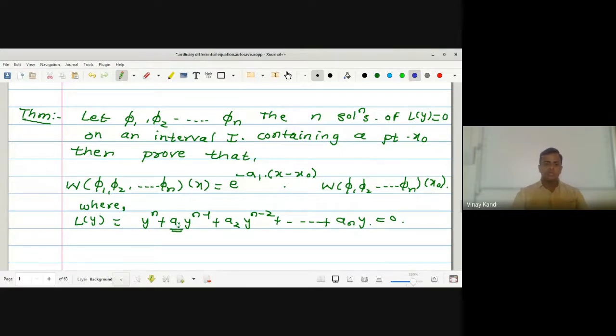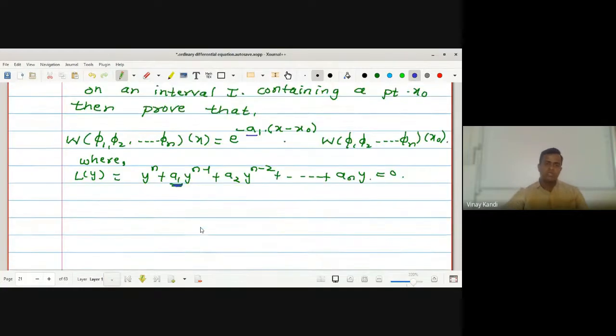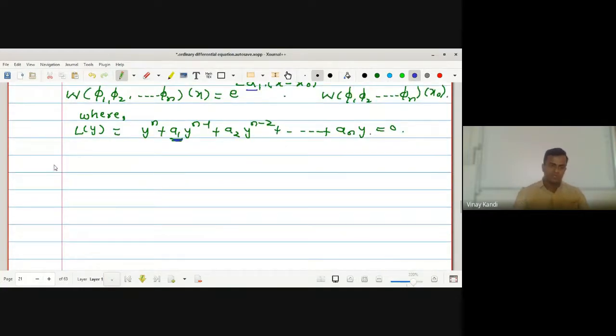Here, what is L of y? L of y is y raised to n plus a1 y raised to n minus 1 plus a2 y raised to n minus 2 plus, and so on, up to a n y, which is equal to 0. And this a1 is nothing but the coefficient of y raised to n minus 1. Now, the proof of this theorem. Look at the proof.